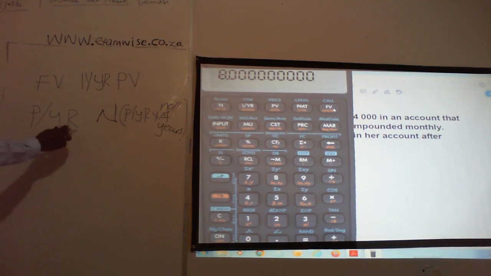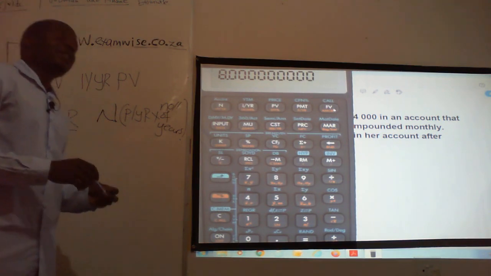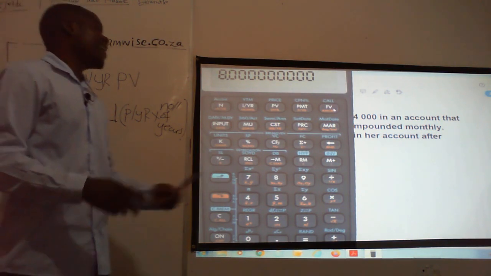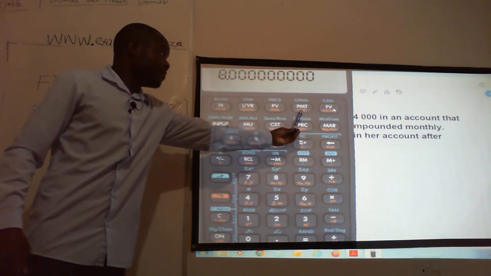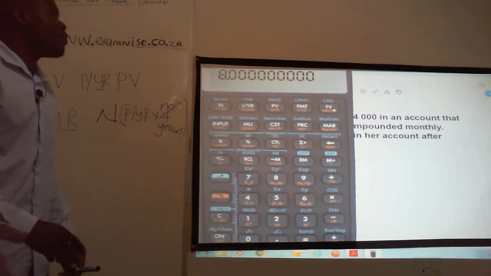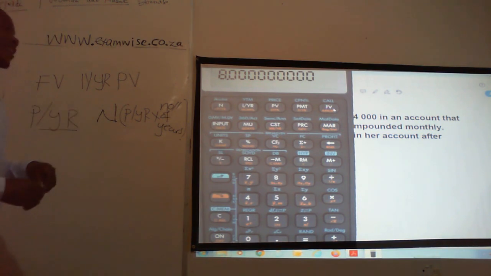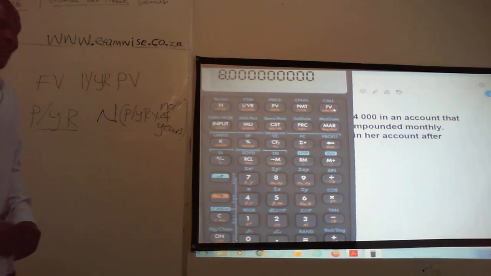And then here we have P over YR. P over YR is the number of times interest is compounded per annum. Our P over YR is in orange. It is here on PMT, but below this PMT. So to access everything in orange, we must always start by pressing our down arrow. As we go, I will show you how.